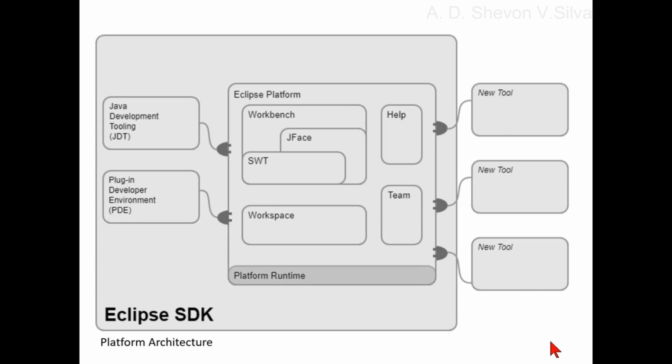Resource management. The resource management plugin defines a common resource model for managing the artifacts of tool plugins. Plugins can create and modify projects, folders, and files for organizing and storing development artifacts on disk.